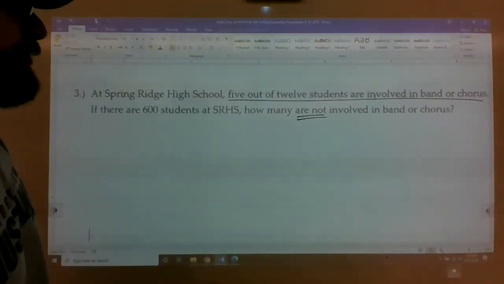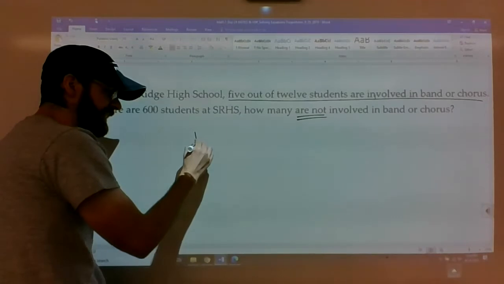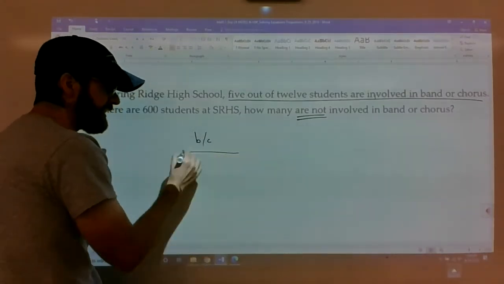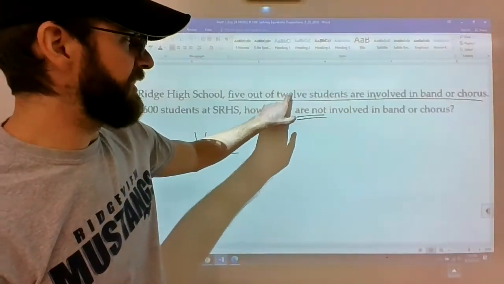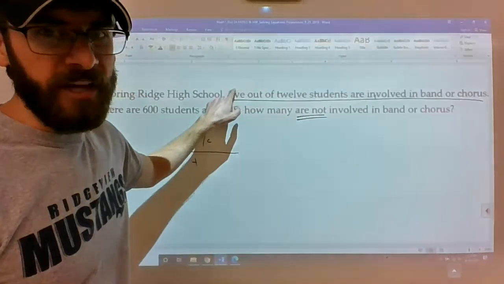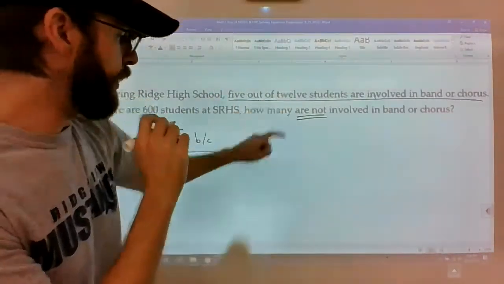So this is one of those situations where it's like, here's the band slash chorus divided by the total, divided by the little group that they have. So we know we have 5 band or chorus students in a group of 12 total.